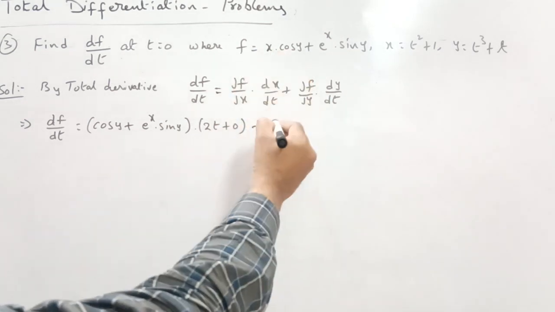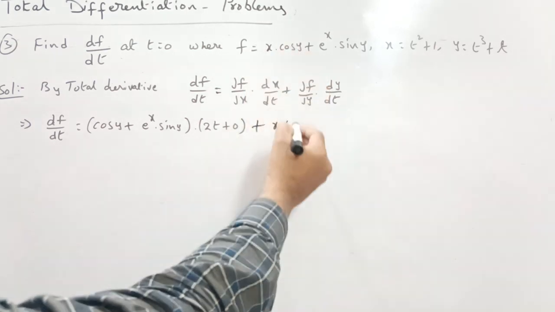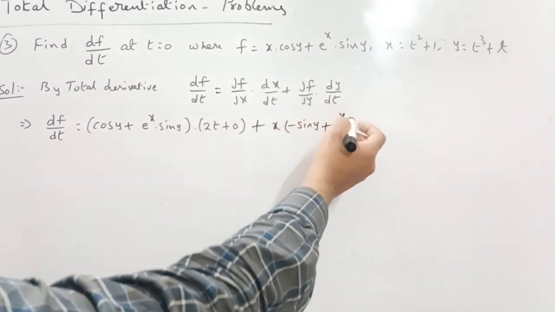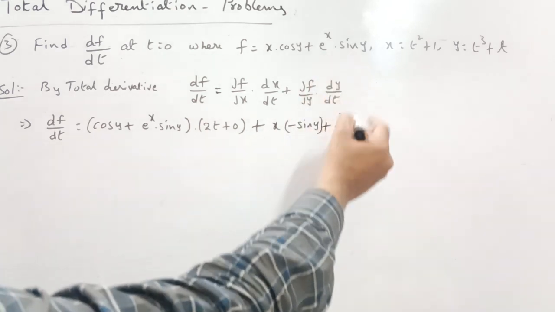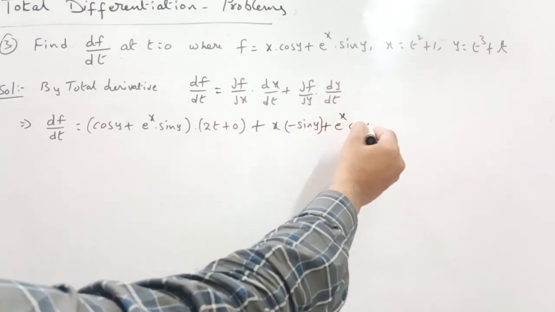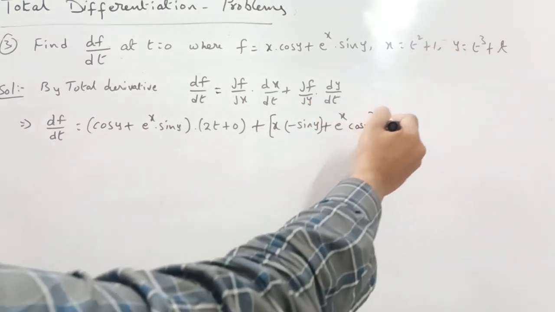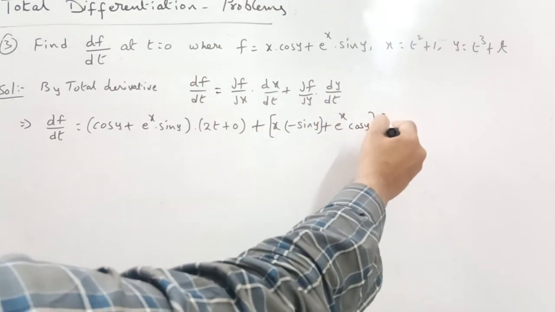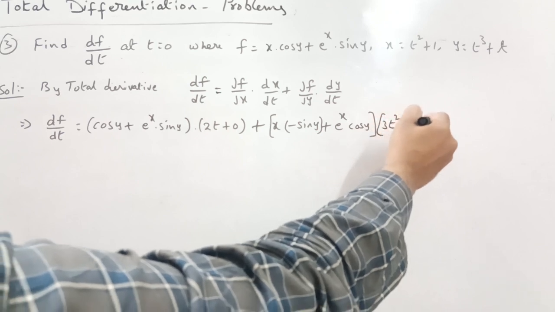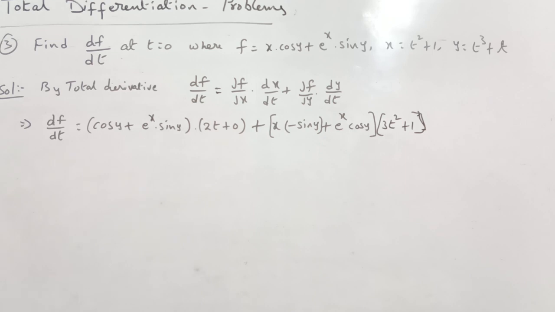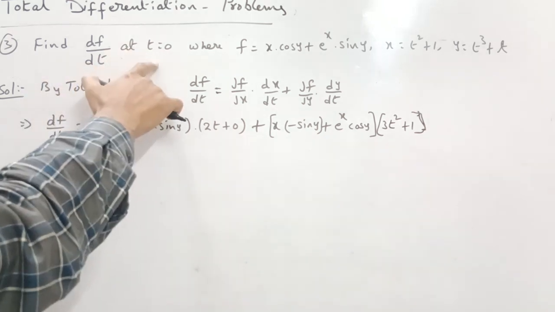Next, plus dou f by dou y. With respect to y, x is constant as it is. Cos y differentiation gives minus sin y, plus e power x as it is. Sin y differentiation is cos y, into dy by dt. Y is equal to t cube plus t. T cube differentiation is 3t square, plus t differentiation is 1. Correct? We have to find at t is equal to 0.